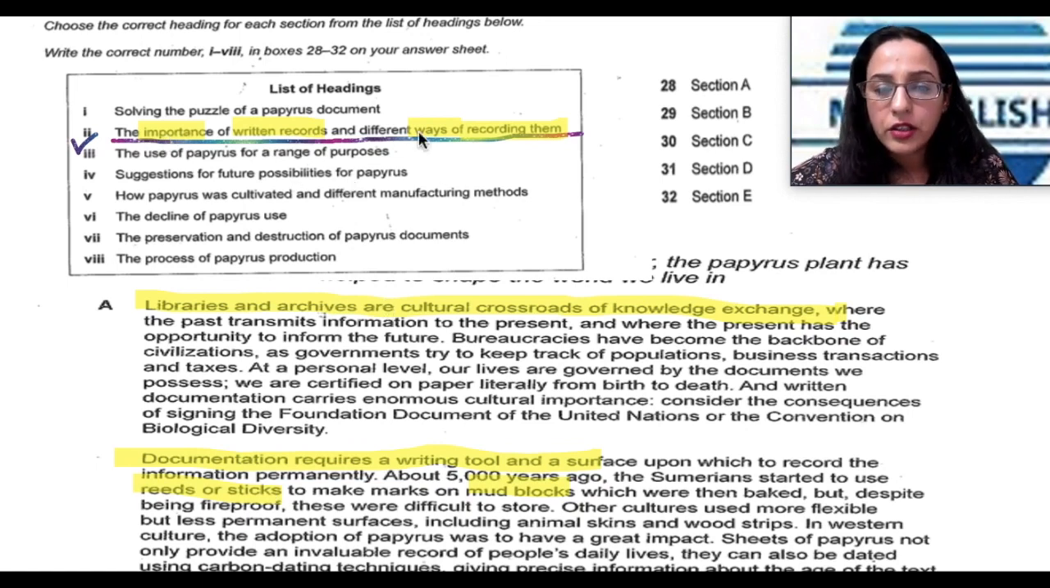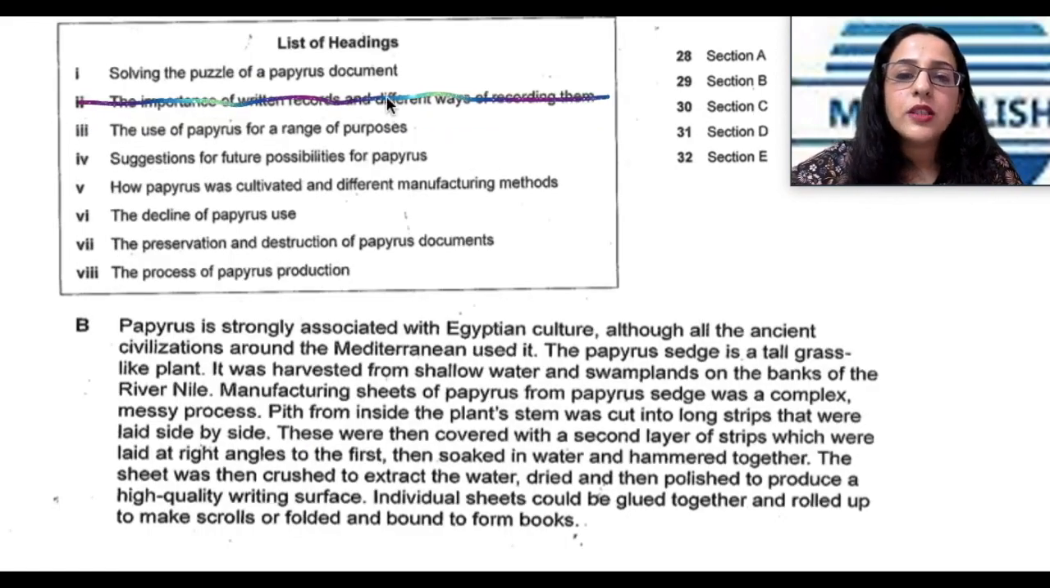Importance of written records. Now, different ways of recording them is there in the second paragraph, which is documentation requires a writing tool and a surface. So this is a way of writing. Then they have mentioned reeds or sticks, then mud blocks, and then animal skins and wood strips and so on. Right, so by all means, you have found the answer for para A as the second one. Now, for the next one, you have to cross out the second since you have already marked it. So now you're left with 7 choices and the rest of the paragraphs. Fine. So again, pause the video. Try to find out what can be the possible answer for para B.